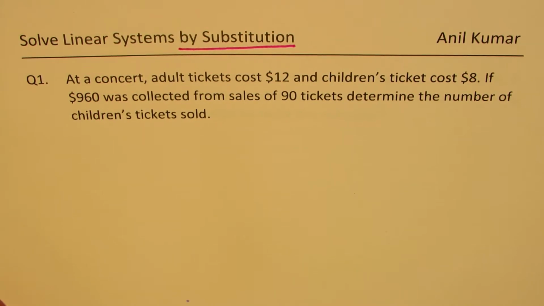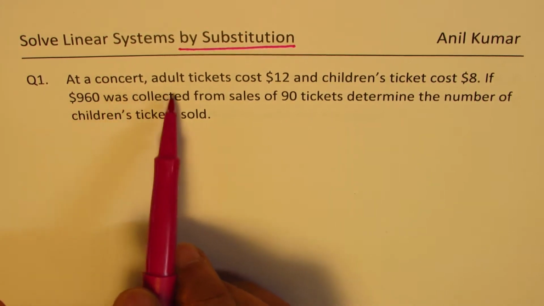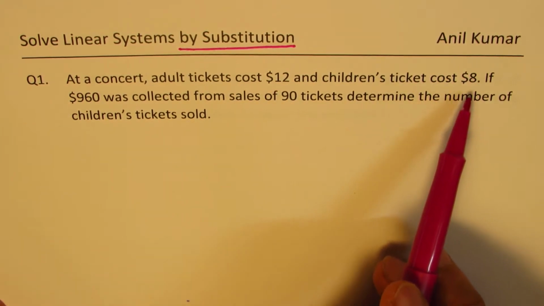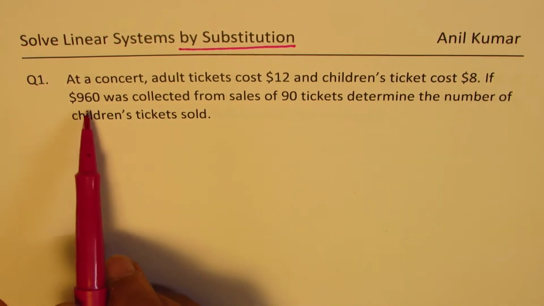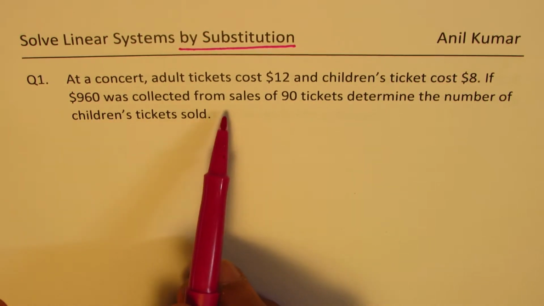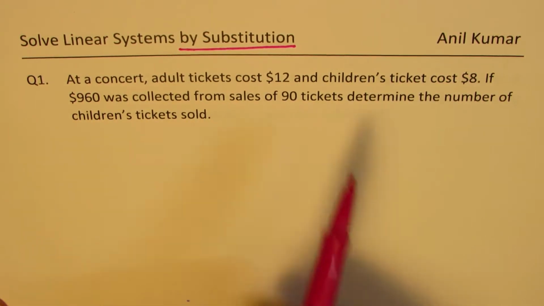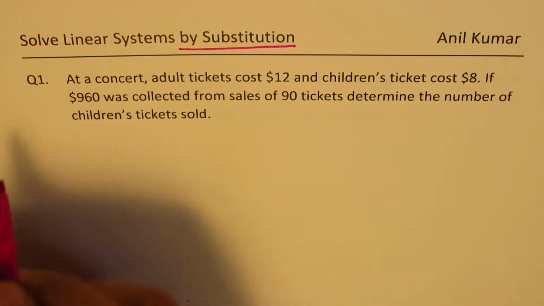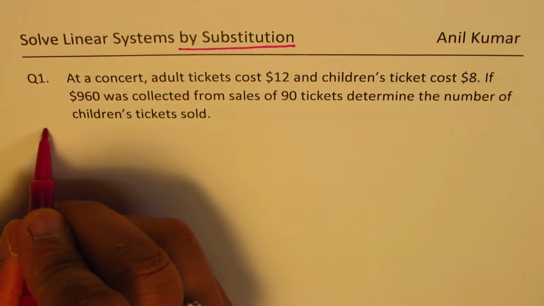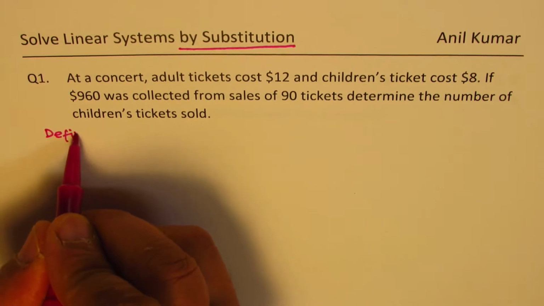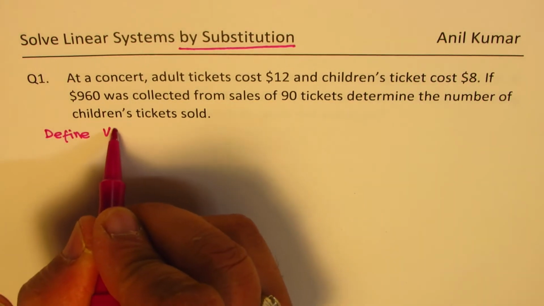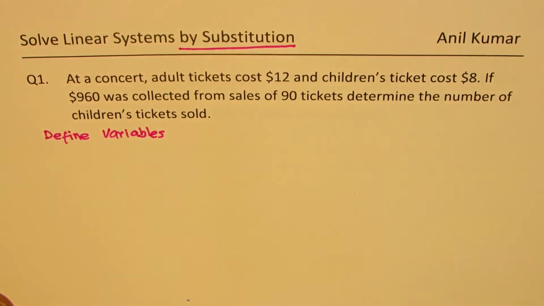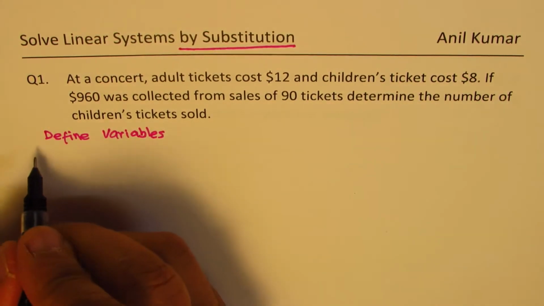Question number 1 here is, at a concert, adult tickets cost $12 and children's tickets cost $8. If $960 was collected from sales of 90 tickets, determine the number of children's tickets sold, right? So the first step is to define variables, which we'll always do with let statements.